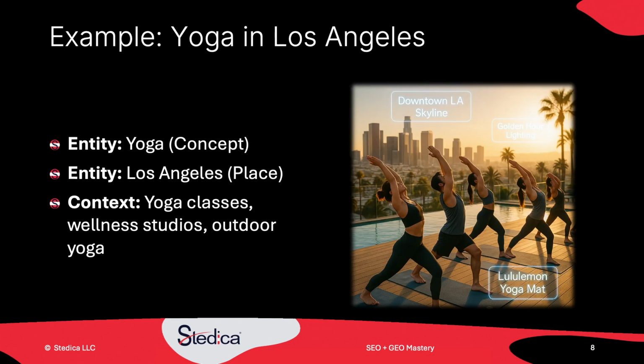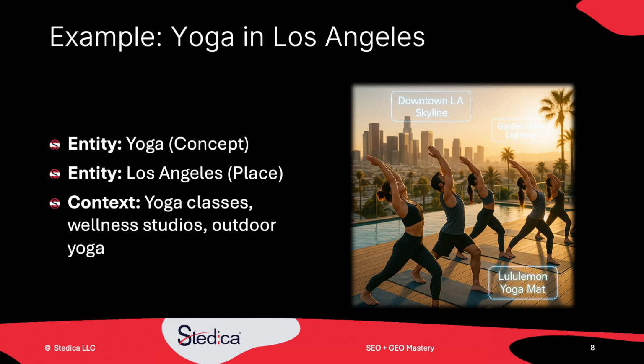Example: if your article mentions yoga in Los Angeles, yoga entity recognized, Los Angeles context understood. Related topics: yoga classes, wellness studios, outdoor yoga.